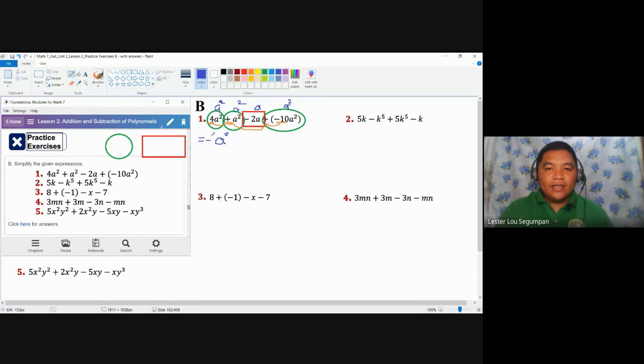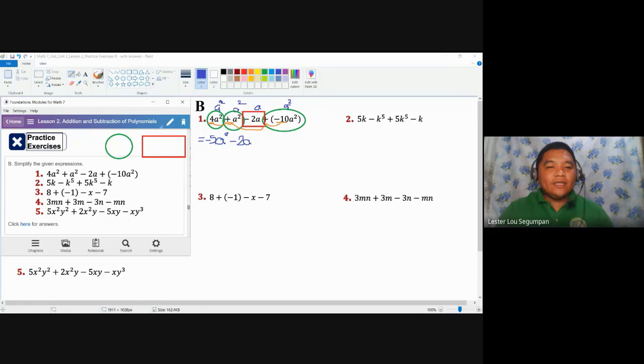So you have here negative 5a squared. That is the result in adding all the green colored circular figures. And to complete this, since this doesn't have any partner, simply write it here, minus 10a. Take note that the sign or the operation before it will remain as the sign here. So this is the result for number 1. Negative 5a squared minus 10a.